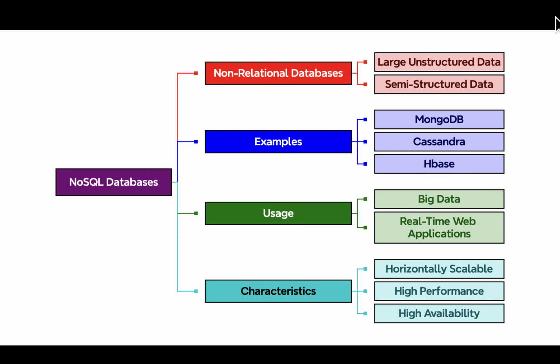NoSQL databases. 1. These are non-relational databases that are designed to handle large amounts of unstructured or semi-structured data. 2. Examples include MongoDB, Cassandra, and HBase. 3. NoSQL databases are often used for big data and real-time web applications. 4. They are horizontally scalable and provide high performance and availability.